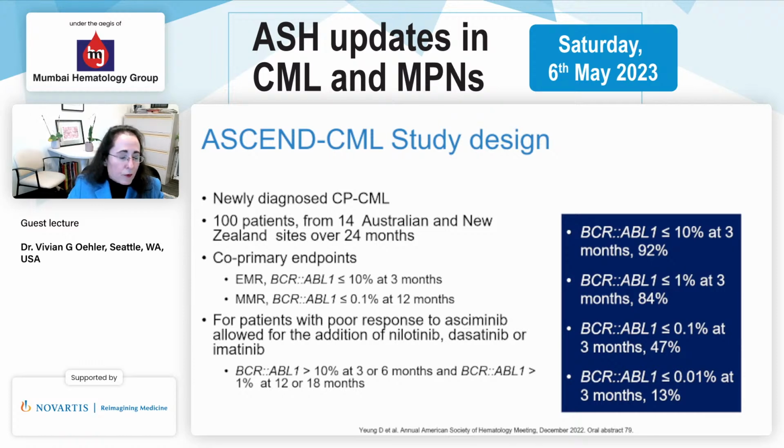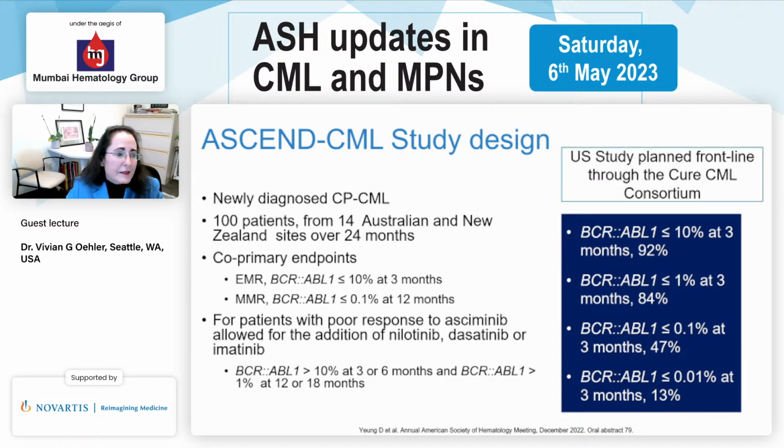As shown at right, at 3 months, 92% of patients achieved an early molecular response and 47% a major molecular response, and 13 patients a deep molecular response at 3 months. This demonstrates the potency of asciminib in the frontline setting. We know that achieving deeper molecular responses earlier may lead to more patients qualifying ultimately for TKI discontinuation. And a US study is planned in the front line through the Cure CML consortium.